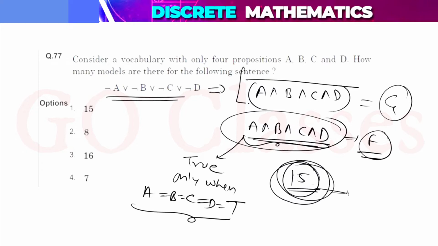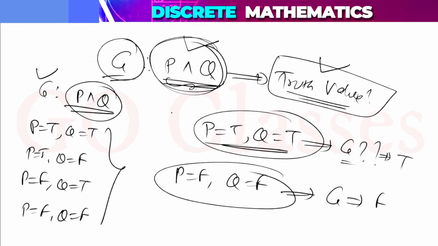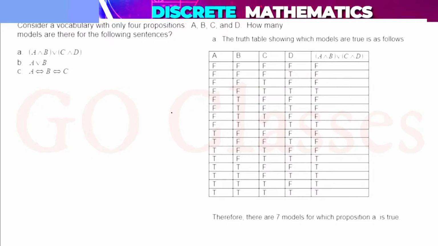Because this will become false, our main formula G will become true. So you can say for 15 interpretations, this G will become true. Hence, we have 15 models. Answer will be 15. So very easily, you can answer it. This is a question from a previous year NET exam. This is a nice question actually. Now you will see another nice question.